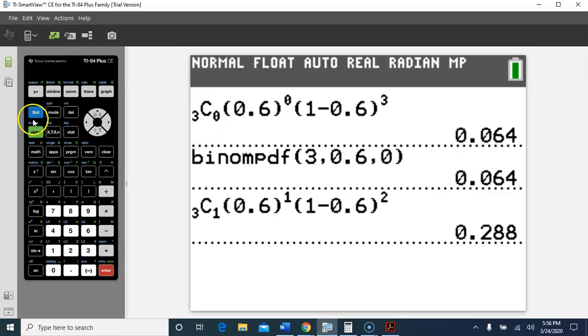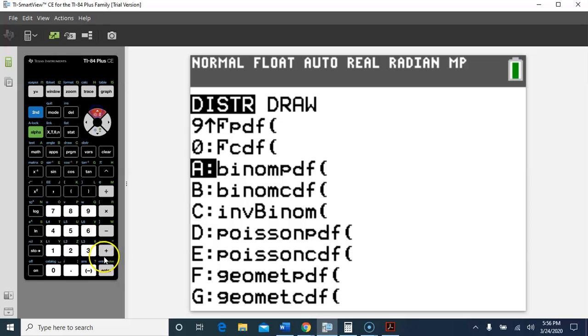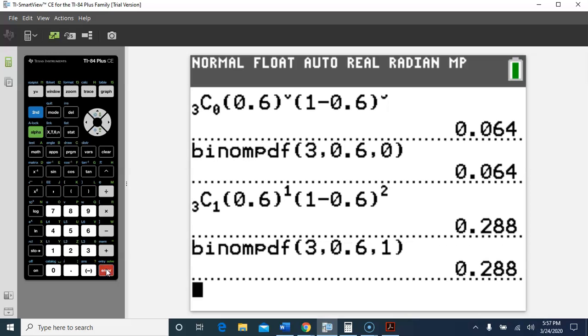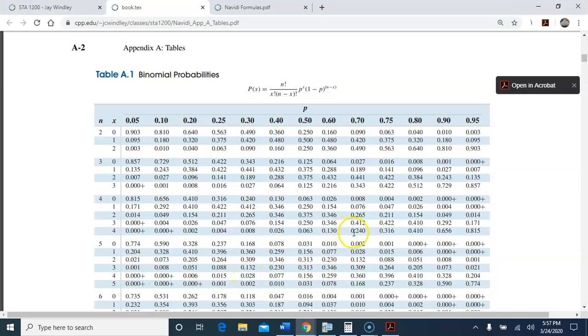Or I could use the built-in function binomial PDF, tell it the number of trials, the probability of success, and tell it that we want to know the probability of 1 success. This will give us the 288 number also. Or if we want to use the table, the 288 is already on the table right here. Again, we're in the section for n equals 3 since we have 3 trials. We're in the column for the probability of success 0.6, and we're finding the probability of 1 success, which is that 0.288.